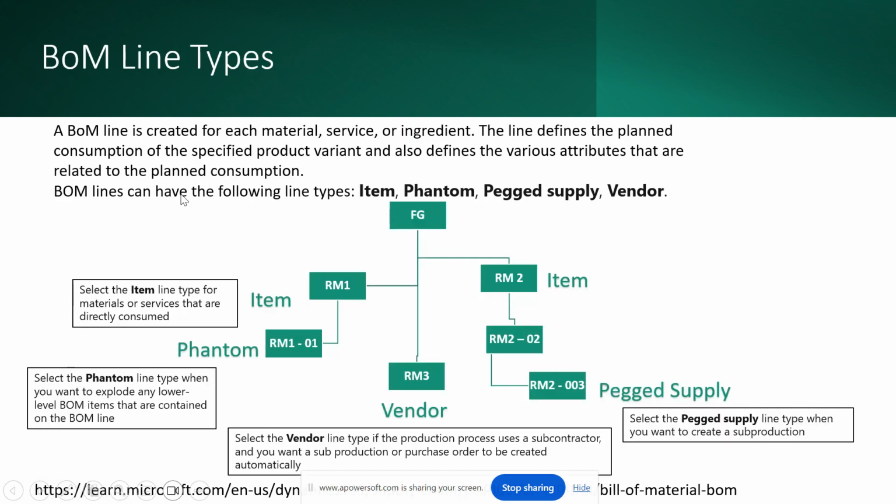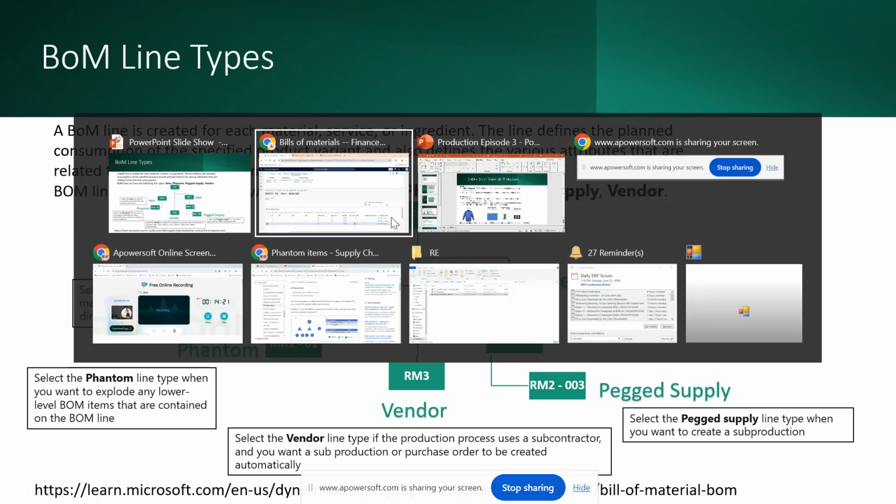So the next most important topic is the BOM line type. A BOM line is created for each material, service, or ingredient. The line defines the planned consumption of the specified product variant. I know this sounds a bit confusing. Let's go back to the system.